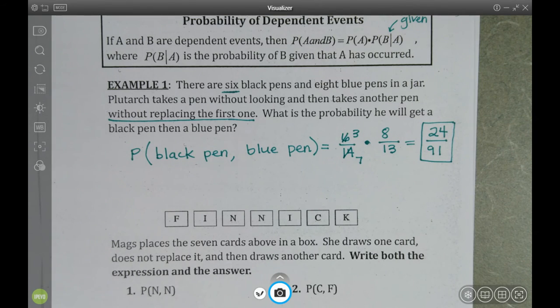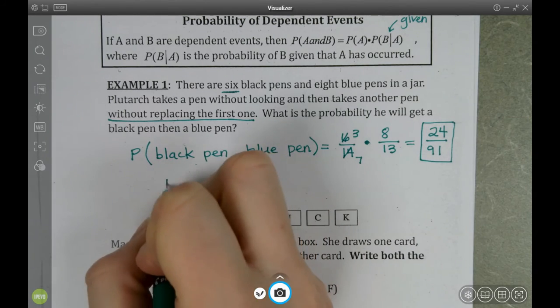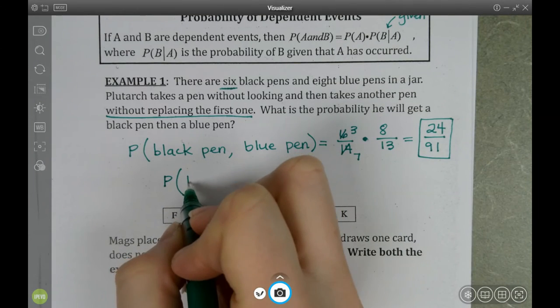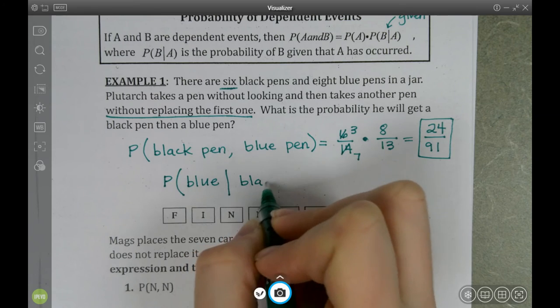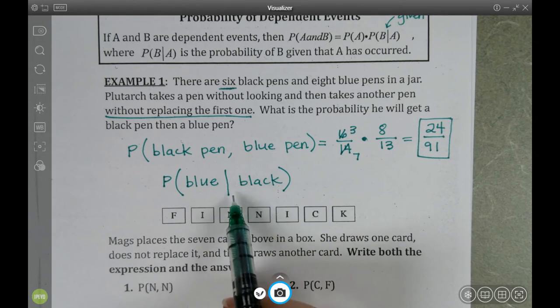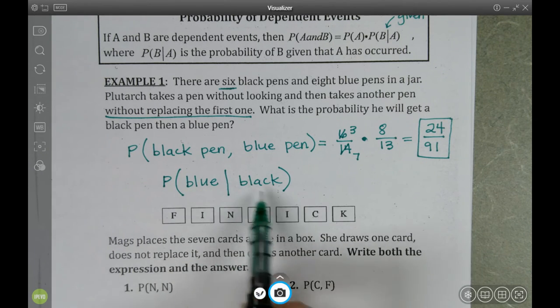Okay? You might see it written, like this is what you're used to. You might see it written, the probability of choosing a blue pen given that the first pen was black. Those mean the same thing. So I would write that down, because if you see this on your homework, you're going to want to know what that means.